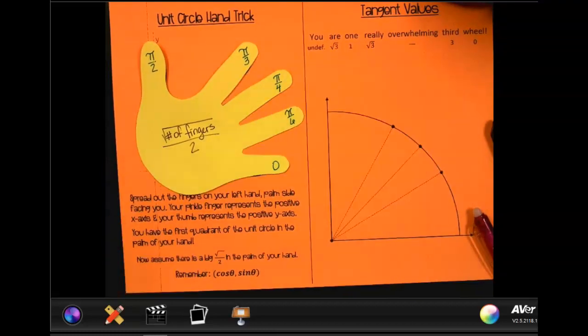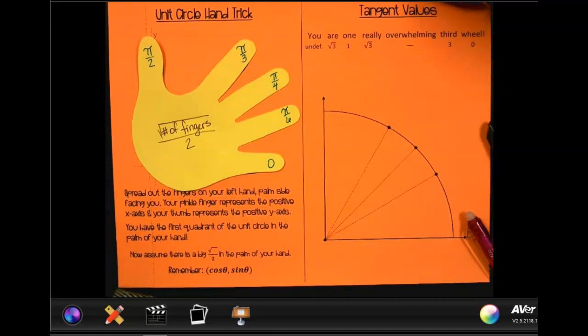Okay. So everybody hold your left hand up, palm facing you. All right. Now bend back pi fourths. Okay. Do it. All right. Now put that back. Where's pi sixths? Right here, right? Your ring finger. All right, put it back. Where's pi fourths? All right, put it back. Where's pi thirds? All right, make sense so far?